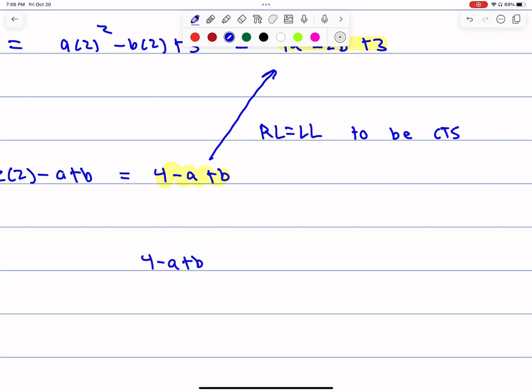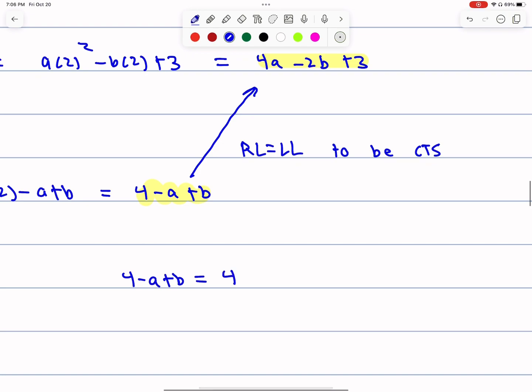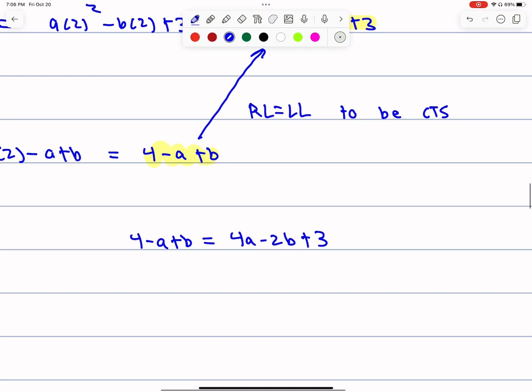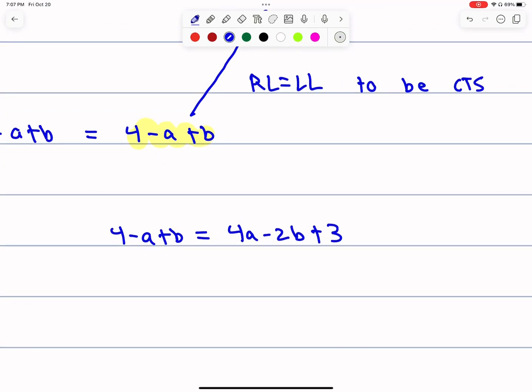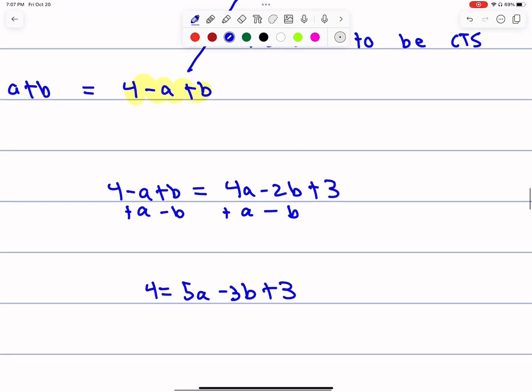So what you want to do is set both of these expressions equal to each other. So 4 minus a plus b equals 4a minus 2b plus 3. And you're basically just going to want to isolate the a and b to one side and everything else to the other side. So as you can see here, we move the a and b to the right side. So plus a minus b. So we're left with 4 equals 5a minus 3b plus 3.